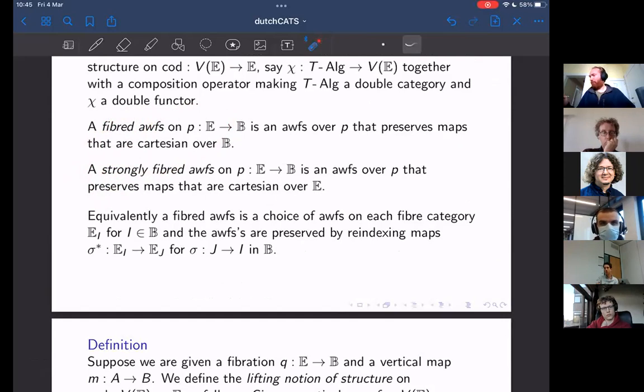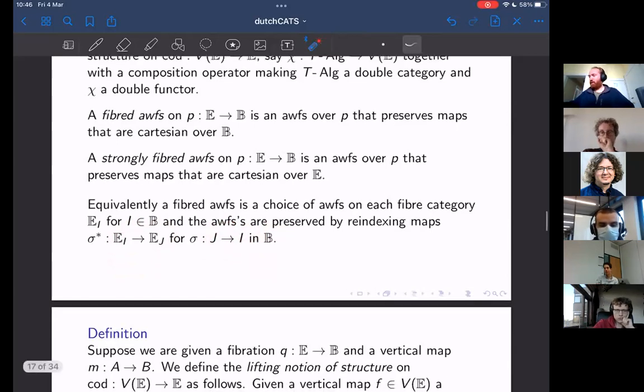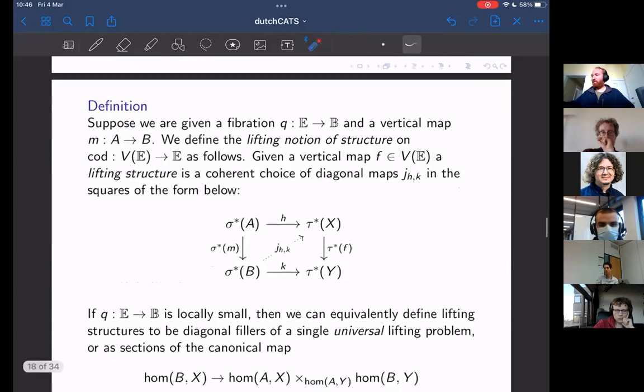And then we can also think of a fibered algebraic refactorization system as being an algebraic refactorization system on each fiber category E_I, such that the monad is preserved by re-indexing along maps from J to I in the base B.